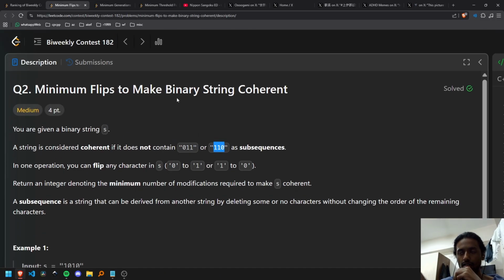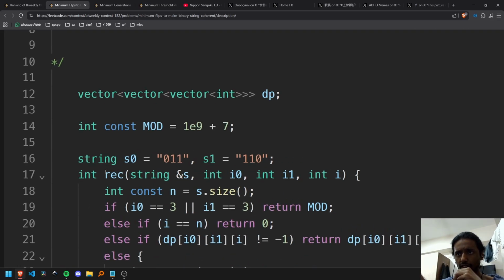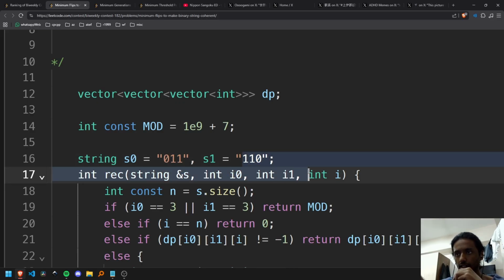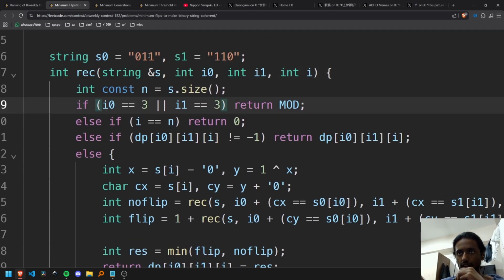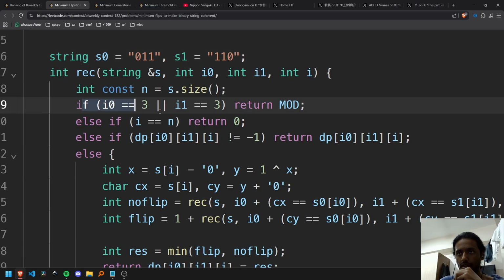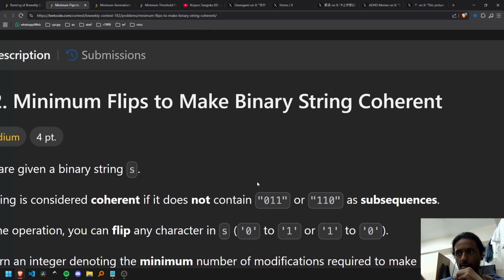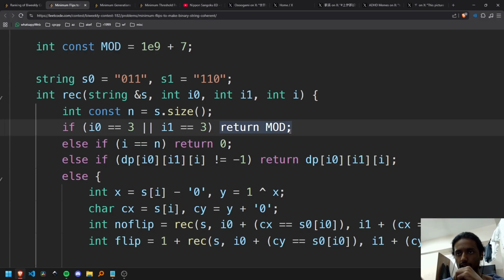But I was thinking about doing this, and then I was like, okay, I have a DP formulation as well. Basically, this was my DP idea. i0 is the index I am on this string, i1 is the index I am on this string, and i is the index I am on the actual string, right? If this or this string has been completely taken in my input string, then that means it exists in the input string as a subsequence. So I'll return a very large value, so it deflects the answer.